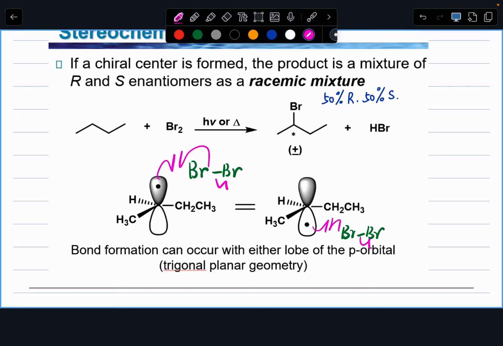Note that in this symmetric, fully achiral environment, there's no way your radical knows where that bromine molecule comes from, whether it's from the top face or bottom face. So typically, for the halogenation reaction, we're expecting formation of a racemic mixture. So 50% R, 50% S.